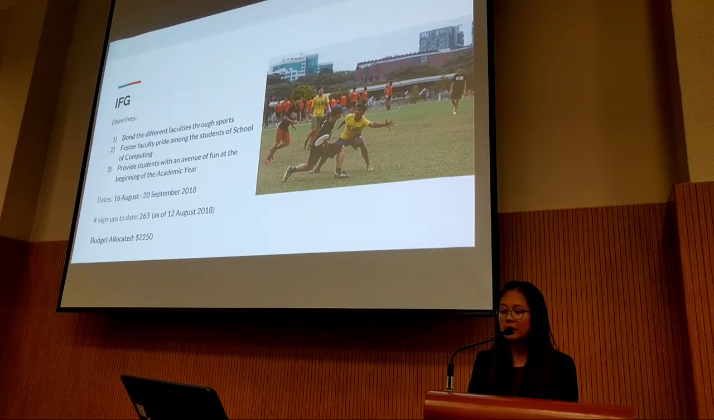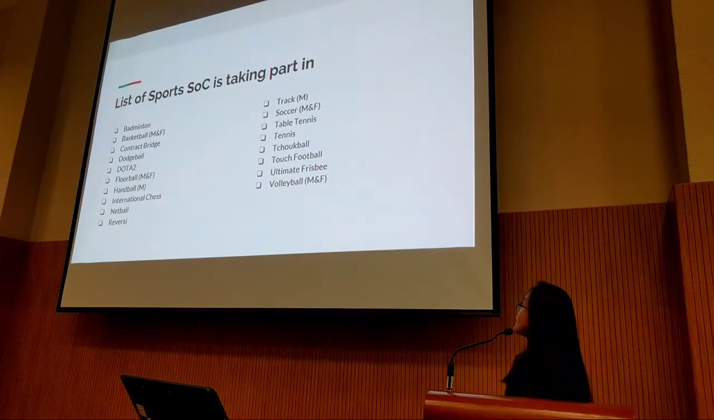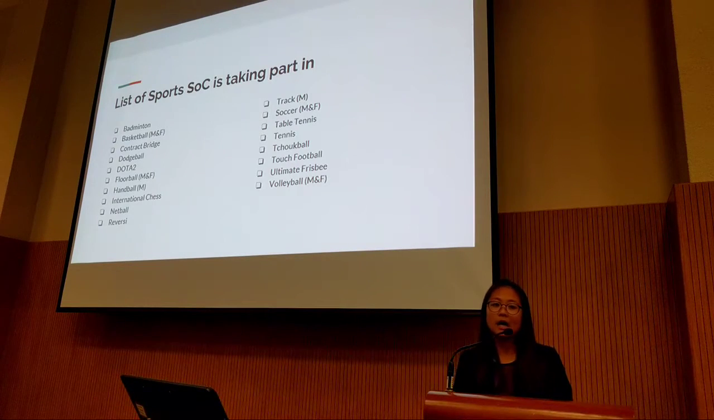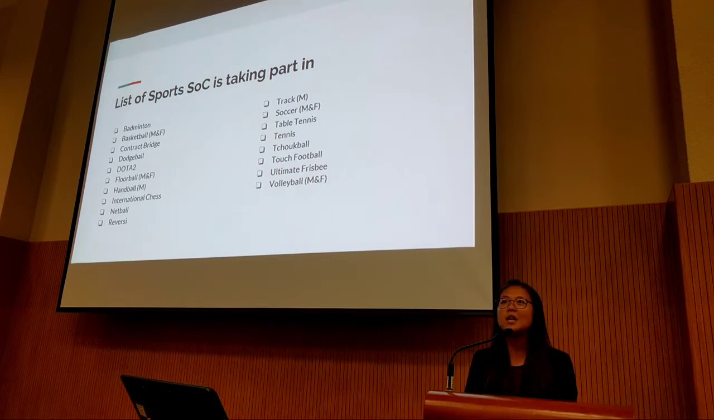So the budget allocated for this event was 2,250. Because we have yet to purchase everything, we won't be able to come up with the expenditure. So these are the list of sports SOC is taking part in. We are not taking part in swimming, track, handball, women.